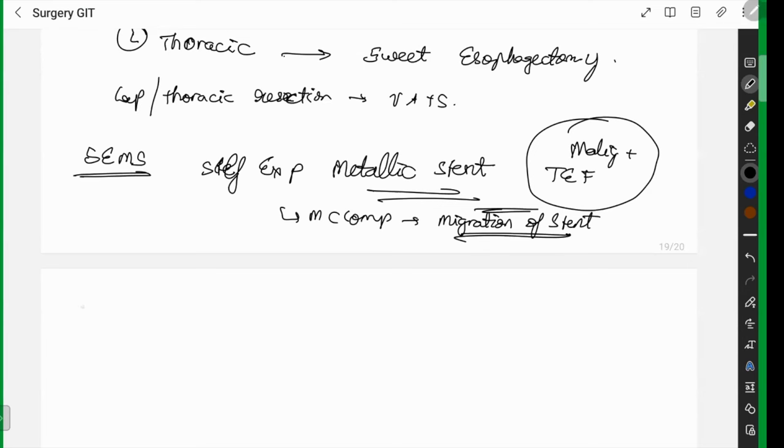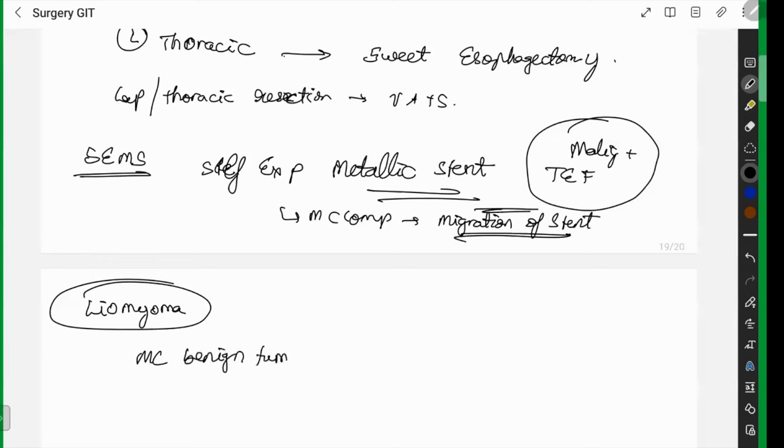Next, we are going to move towards leiomyoma. When you talk about leiomyoma, it is the most common benign tumor that you need to understand. They are going to have a punched out appearance. And then what is going to be the management? Management is going to be enucleation. I want you to remember this. These 3 points are more than enough.